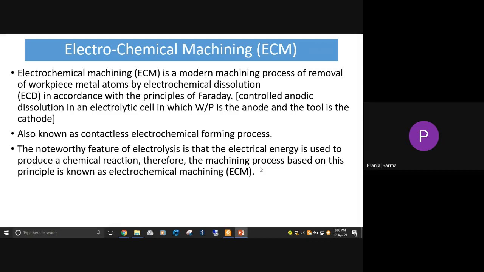We can say it is a kind of controlled anodic dissolution happening in a complete electrolytic cell, and within that cell the workpiece will be made the anode, and the tool, which is a separate tool, will be made the cathode. As you might know about the electrolysis process, I believe all of you have heard about electrolysis and Faraday's law, etc. Yes.